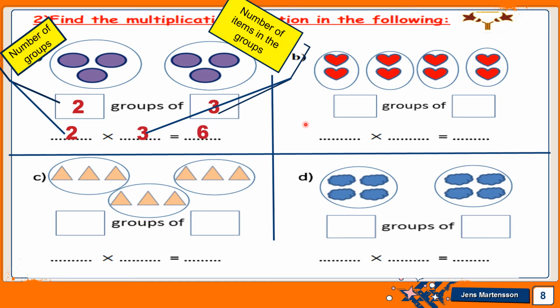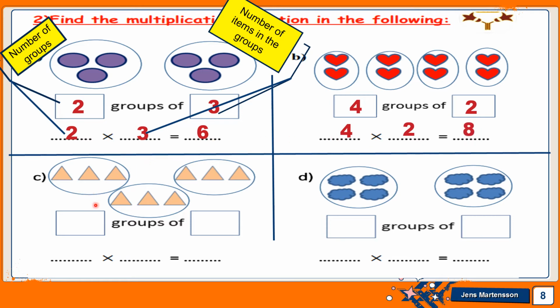The next, here in number B, we have how many groups? Yes, let's count. 1, 2, 3, 4. We have 4 groups of what? How many items in each group? 2, yes. So we can write it as 4 times 2. It will be 8.